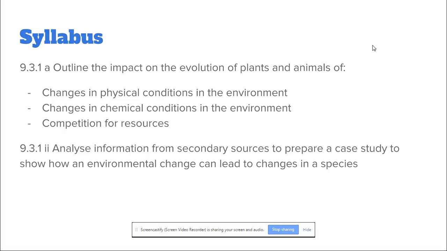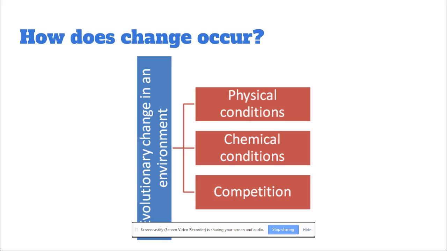These are our syllabus outcomes coming from our first dot point. So we're going to look at the physical and chemical conditions, and then we're going to look at how organisms compete for resources and how that impacts on evolution. And then again, the case study to show an example of this change in the environment leading to the change in the species. So how exactly does change occur?